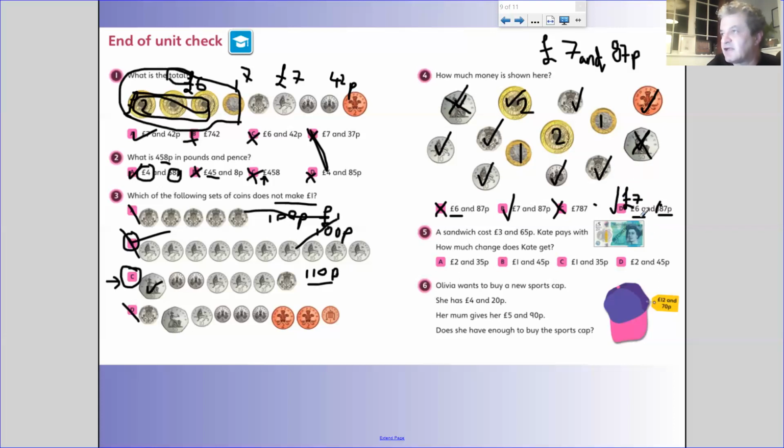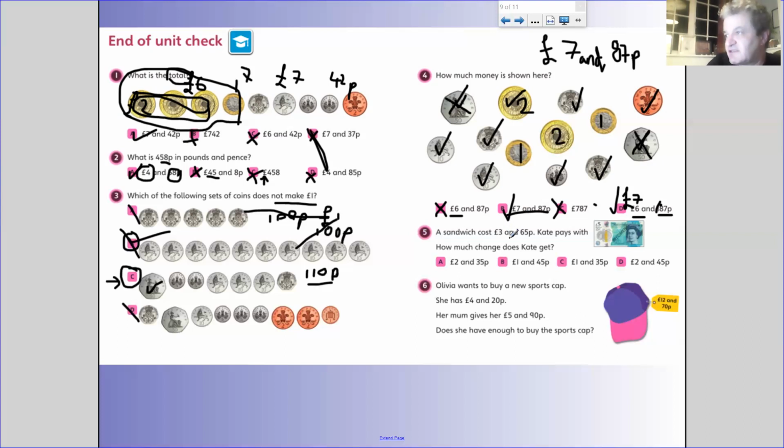You wouldn't really write £6 and 187 pence. So as soon as I've got 100 pennies, that would become a pound. So that would be the same answer. £6 and 187 pence is the same answer as £7 and 87. Same amount of money. Same value of money.